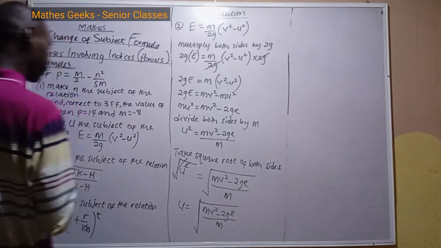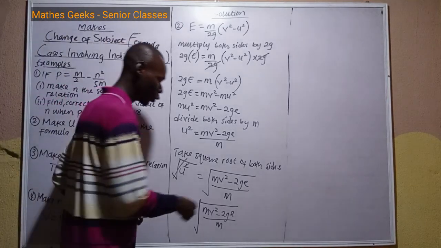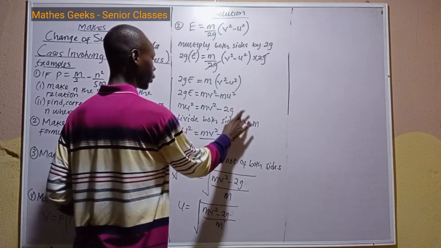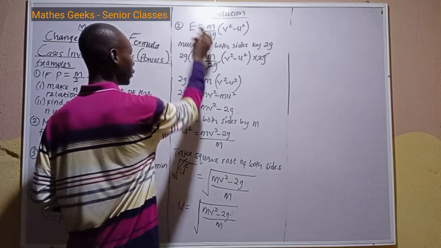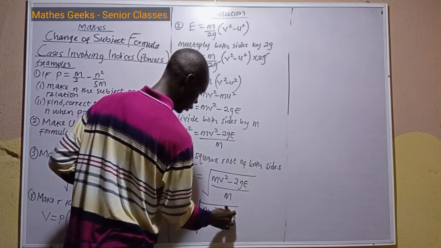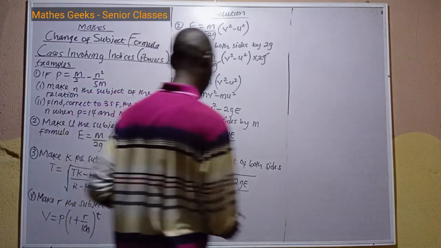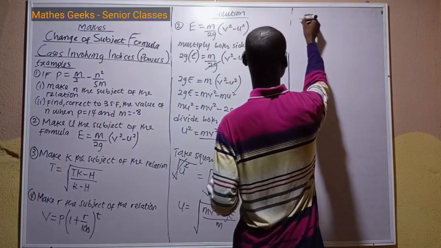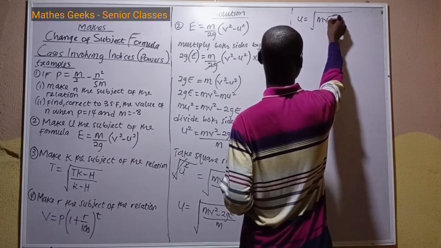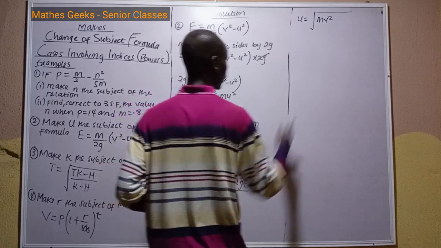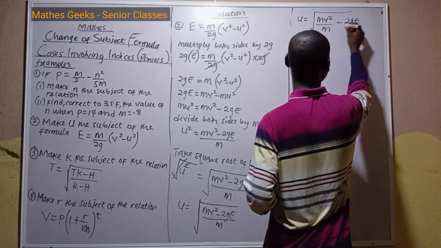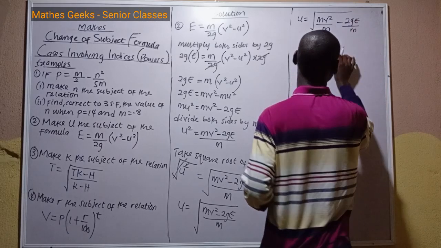That's it. I'm not supposed to use lowercase e. I'm supposed to use uppercase because that's what the question provided. So changing it to uppercase E. You can stop here, but you can still simplify it further. So u is equal to the square root of mv squared, since we have a common denominator, minus 2gE, over m.